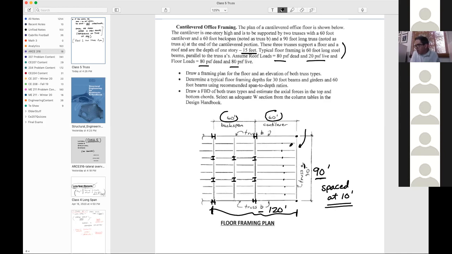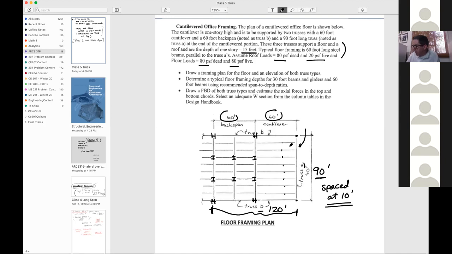So you've got some numbers here. We're going to do something with the beams and girders. So this would be a typical beam. We've also got typical floor depths for the 30-foot beams and girders, and the 60-foot beams, which would be out here, the cantilevers, and then here would be the girders that would be spanning. So we're not going to actually design those, but we're going to just do the depth of them.